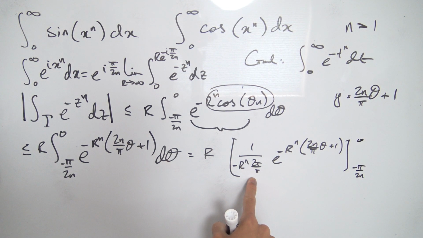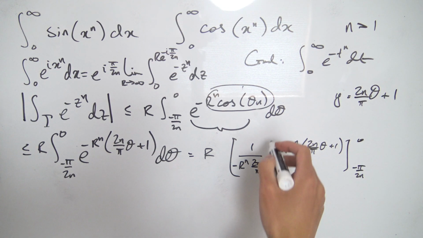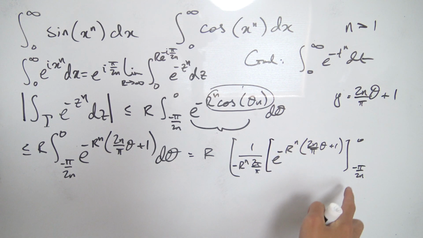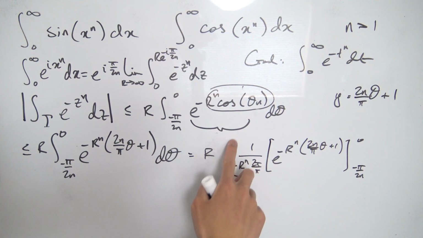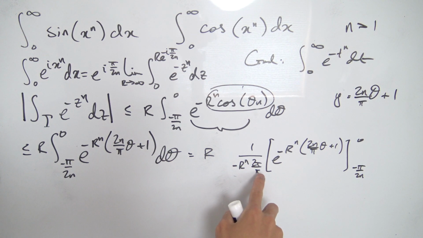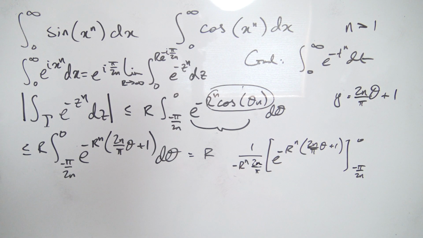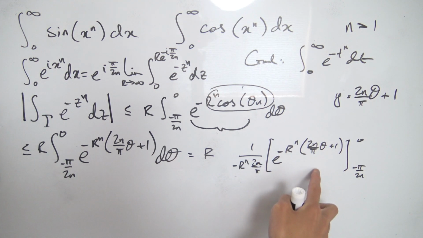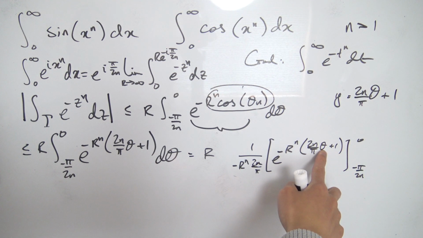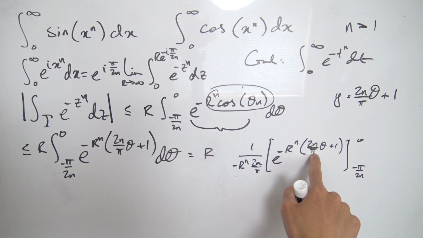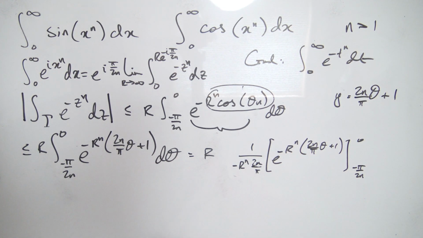And since this is a constant, we can just leave it outside. This should have been 2n, not 2 pi, so 2n over pi. Alright, and now let's plug 0 into here. If we plug 0 in, what are we going to get? Well, this is going to become 0, and we're left with e to the minus r to the n.